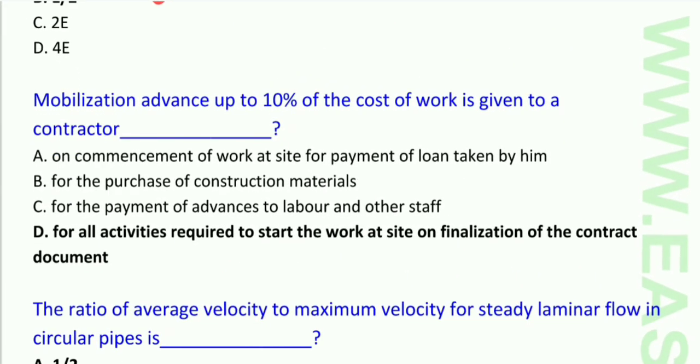Next question. Mobilization advance up to 10% of the cost of work is given to a contractor for all activities required to start the work at site on finalization of the contract documents.